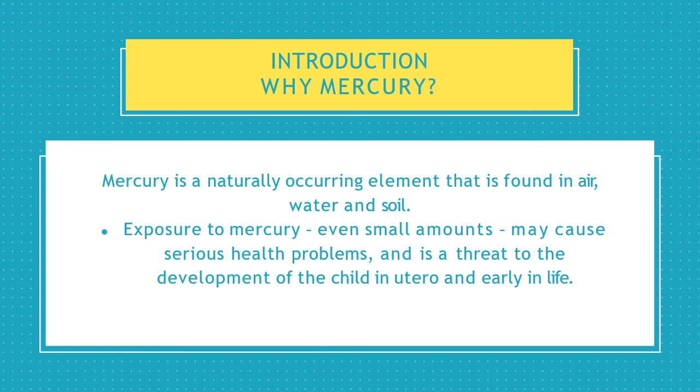Now let's talk about why mercury. Mercury is a naturally occurring element that is found in air, water and soil. Exposure to mercury, even in small amounts, may cause serious health problems, which is a threat to development of the child in the uterus and in early life.